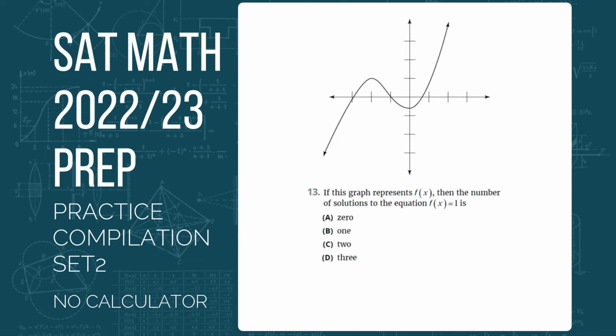This graph represents f of x. The number of solutions to the equation f of x is equal to 1 is, so basically we have to find where y is equal to 1. f of x is equal to 1 on this graph. You would notice that this is 1 on your graph, and we draw a straight line across where y is 1. We find that there are two solutions. It cuts here and it cuts here. There are two solutions to the equation. The answer is C.